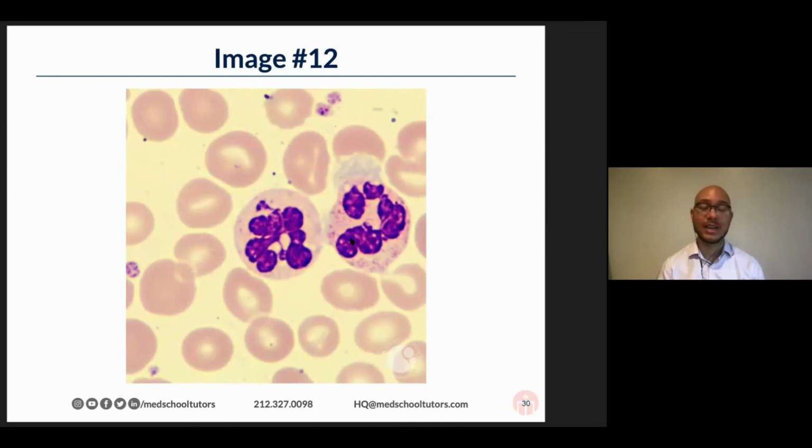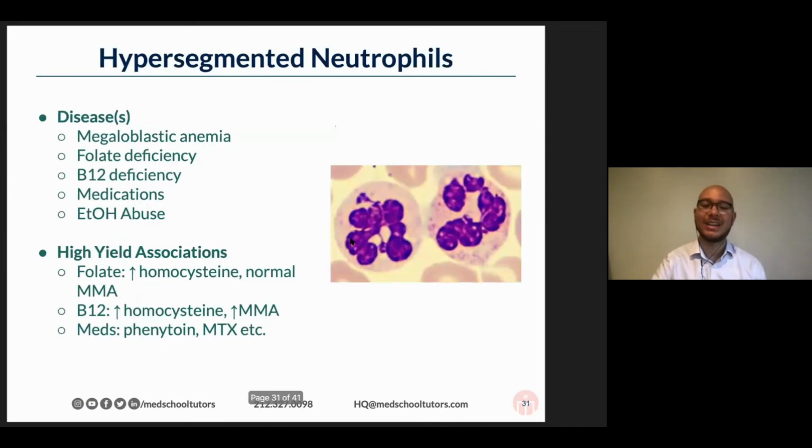With folate, it's no. With B12, it is. B12 has high homocysteine, high methylmalonic acid. And then with folate, you only have the high homocysteine, not the high methylmalonic acid.